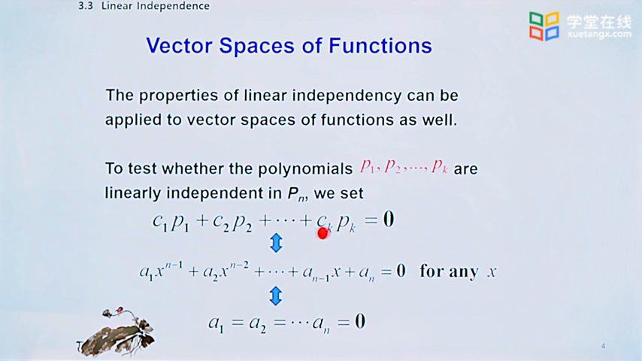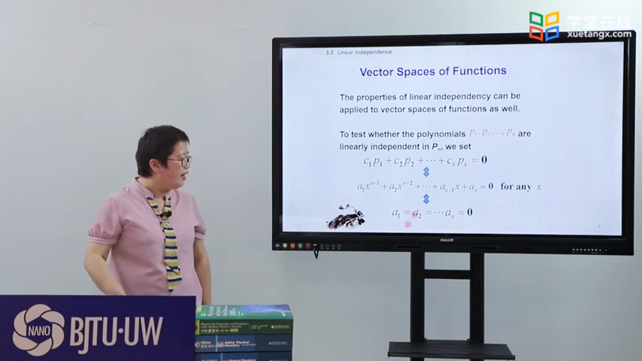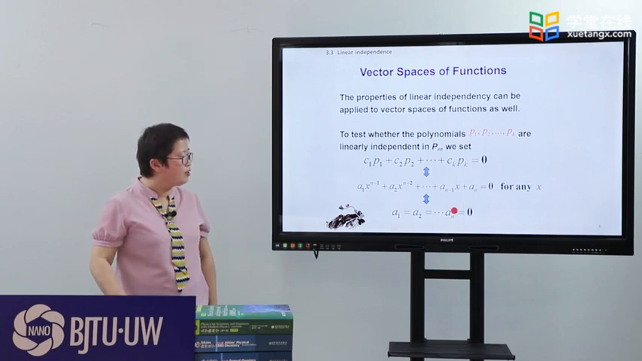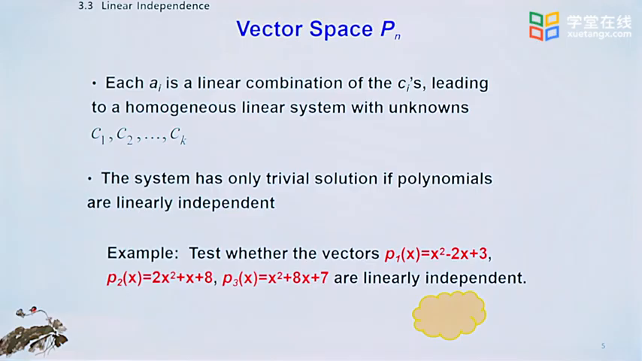So if you find this one equals 0, then it is equivalent to require a1 equals a2 equals till equals an equals 0. Okay, and because each ai is a linear combination of the ci's, this leads to a homogeneous linear system with unknowns c1, c2 till ck. So the system has only the trivial solution if the polynomials are linearly independent.